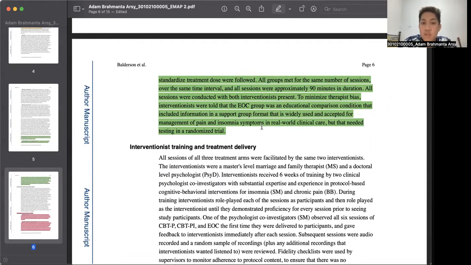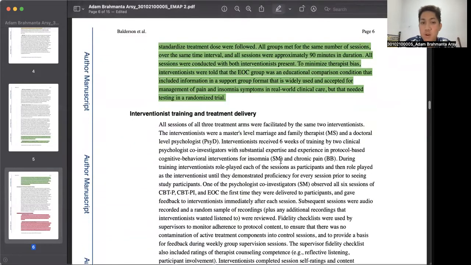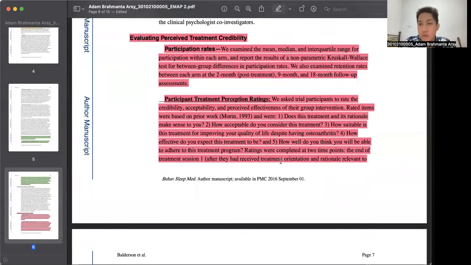Interventionists were told that the EOC group was an educational comparison condition that included information in a support group format that is widely used and accepted for management of pain and insomnia symptoms in real-world clinical care, but that needed testing in a randomized trial. And then we evaluated perceived treatment credibility.